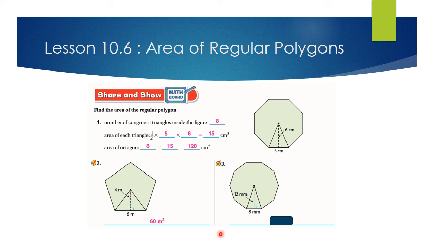Okay, and number 3 here, we're going to do the same thing. Half times 8 gives me 4, and then 4 times 12 gives me 48. So the area of the small triangle is 48 millimeters squared. To find the area of the whole figure, we multiply 48 by the number of sides, which is 1, 2, 3, 4, 5, 6, 7, 8, 9, and 10. So we multiply 48 times 10, which gives me 480 millimeters squared.